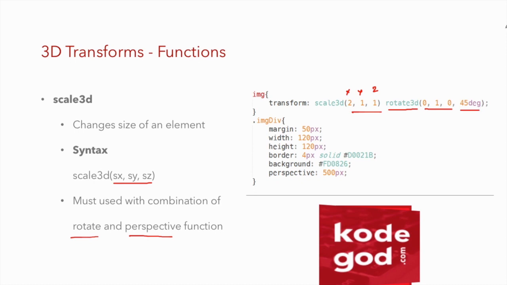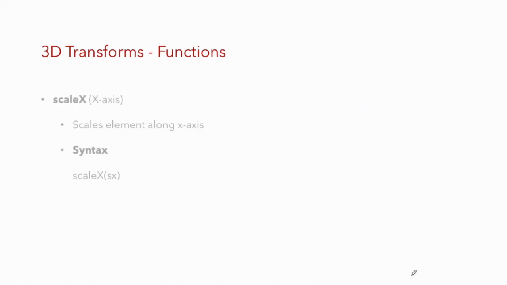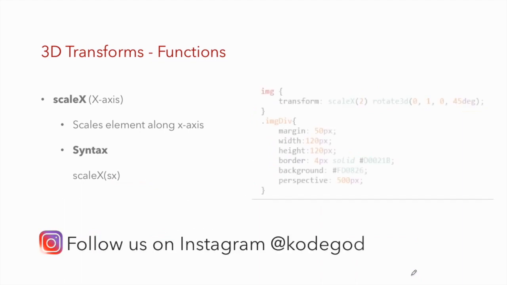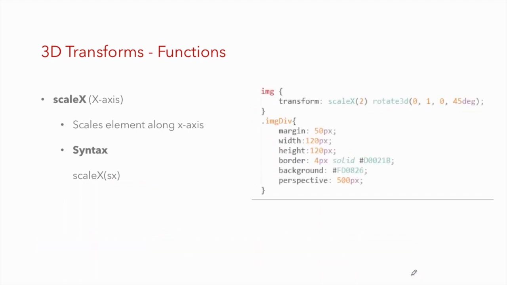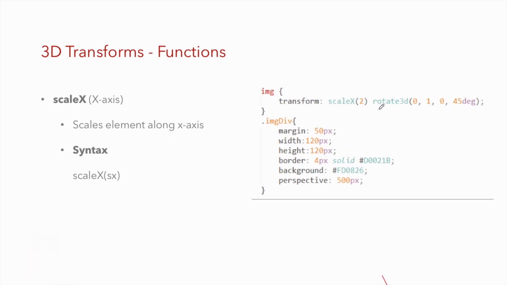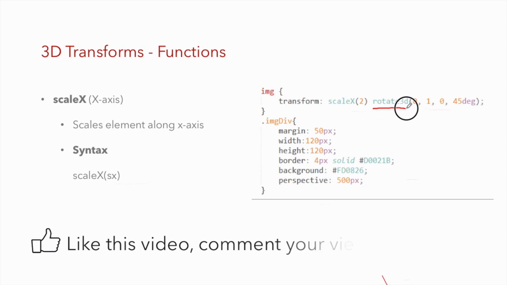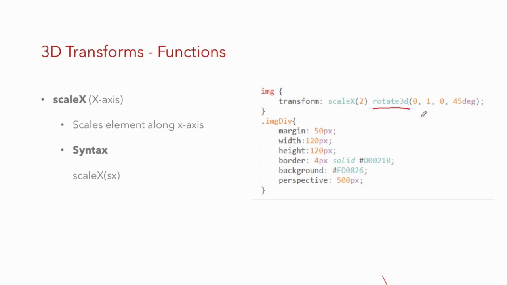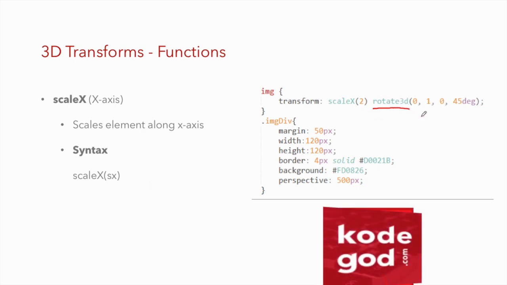Notice that we are just going to rotate it along the y-axis. That is why it is having an effect like this. So this is how the scaling can be done in 3D. And then we have scaleX, which scales the element along the x-axis. We have almost seen it in the 2D transformations, but here we have also applied the rotate3D functions, and this is how the effect will be.